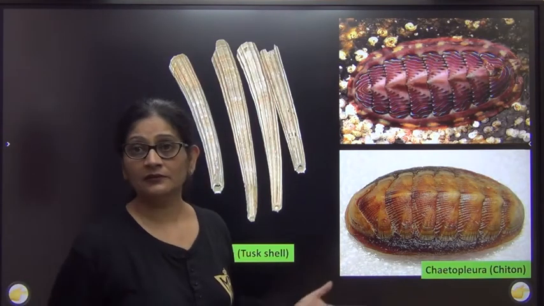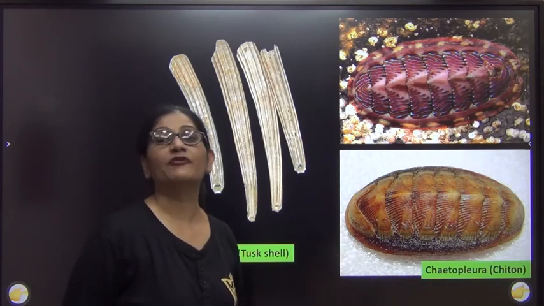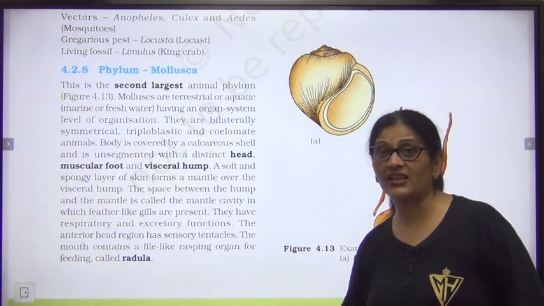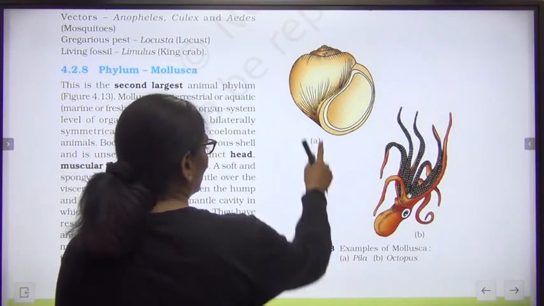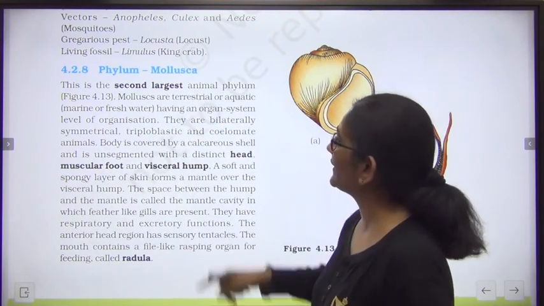So we have done arthropod. Now let me quickly take you to the NCERT before we conclude this chapter. So please open page 53 of your NCERT. Have a look at these diagrams. This is your Pila and this is the octopus. Now look at the characters.